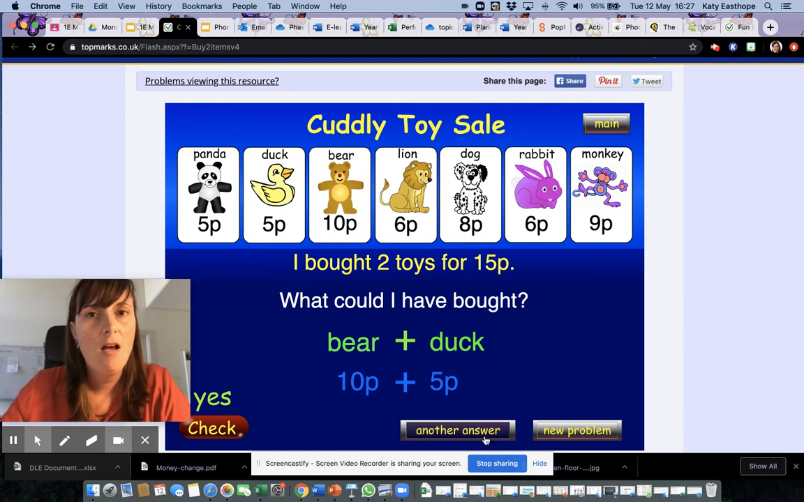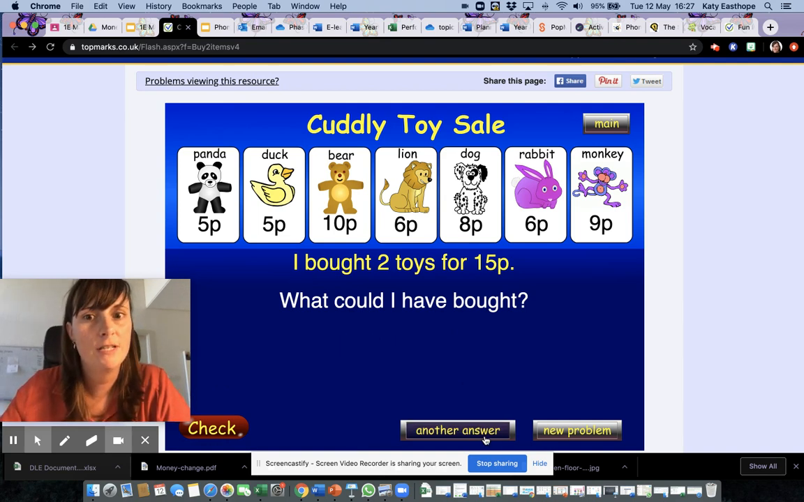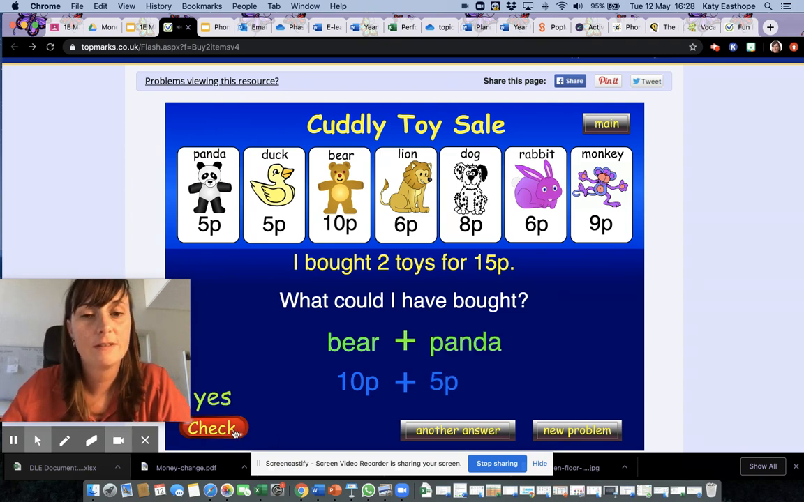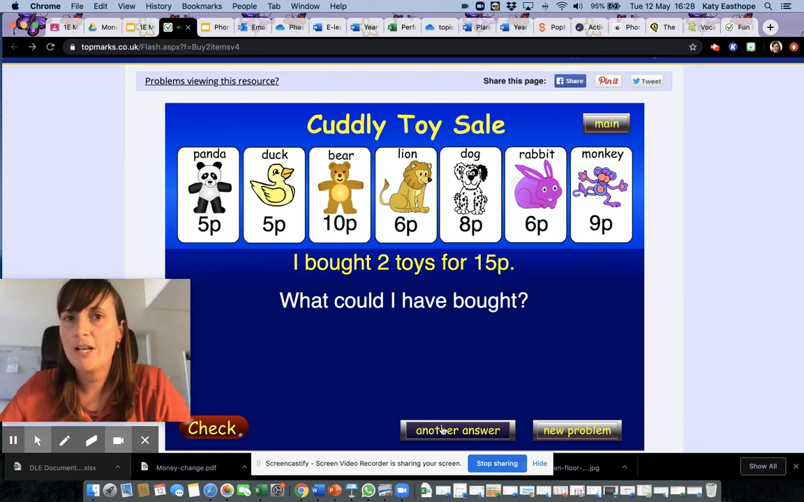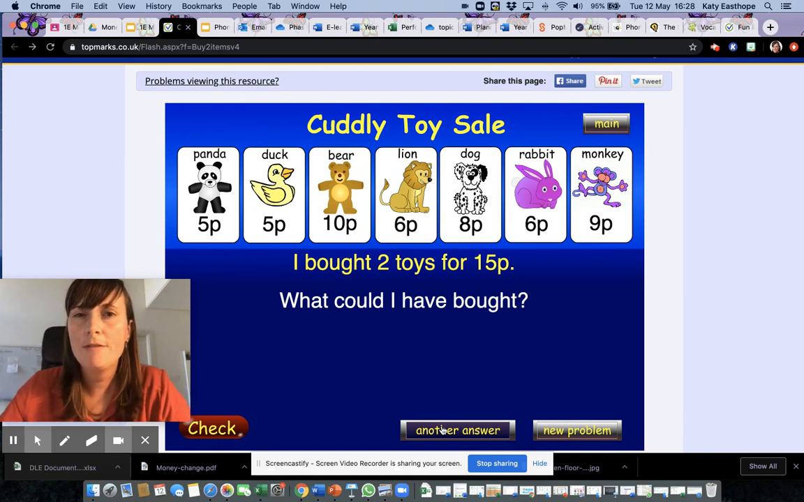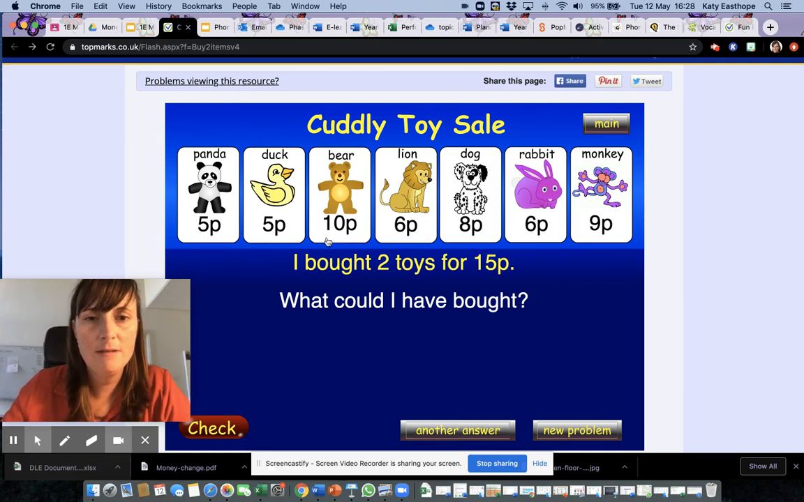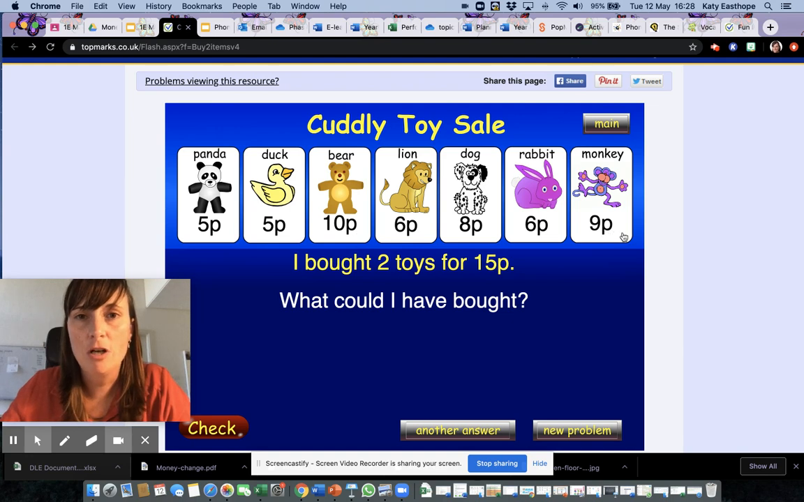But is there another way of doing it? Yes, there is. Obviously, I've got my 10p. I can buy a panda. Or is there a different way I could do it? What other 2 numbers make 15? So I could do 10 plus 6. No, that's 16. 10 plus 8. No, that's 18. 10 plus 9. No, that's 19. Okay, well, I can't use this bear anymore. I also can't use the ducks because I need the 10 to go with them. They are the number bond for 15.